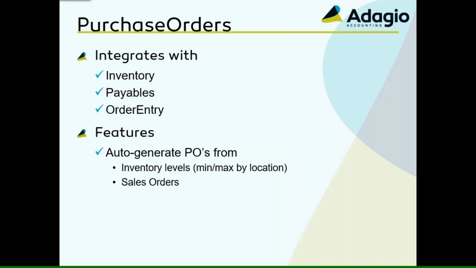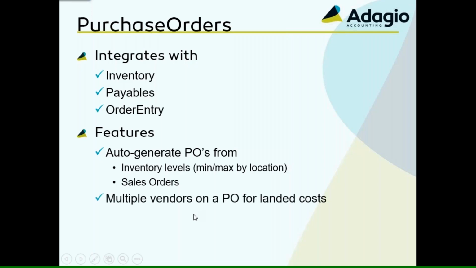So that means that if you're the type of wholesale distributor who takes the sales order and then asks the manufacturer to ship directly to the client without actually coming into inventory, that's a very easy business model to set up in Adagio. You enter the sales order, you run the auto-generate PO with a drop ship address, and send that off to the manufacturer, and your work is done.